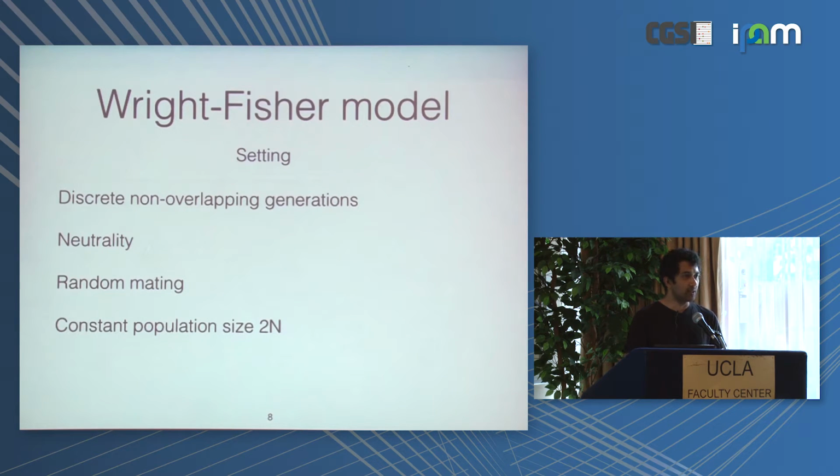We're assuming that things are neutral, so what allele you carry doesn't influence how many offspring you have. Mating is random, and for now we assume that population size is constant, and just for convention we assume that there are 2n haploid individuals.